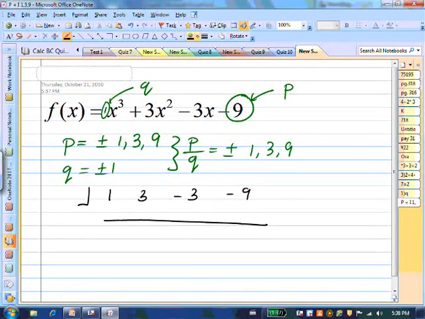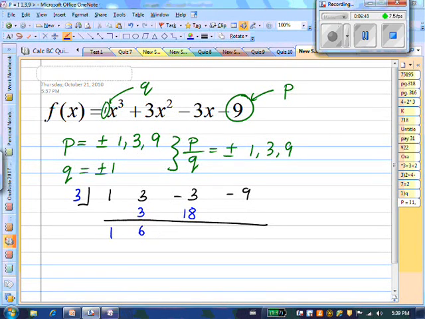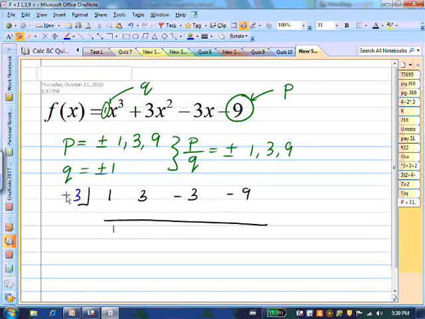I'll just try, for example, 3. So 1, 3, 6, 18. It's already not looking good, right? So maybe 3 was a bad guess. So let's erase that, and instead of 3, let's try negative 3, just see if maybe that'll work. So let's see, bring down the 1, negative 3, 0, 0, negative 3, 9, 0.